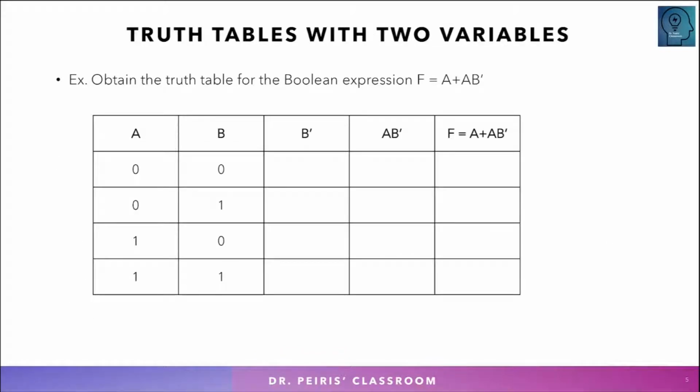Now let's see some examples to learn how to derive the truth tables when the boolean expression is given. This is the first example, and in this example we have only 2 variables. If you look at the given boolean expression, this is A plus AB prime. So only 2 variables, A and B, which means we have only 4 different combinations. So what are the inputs? A and B. These 2 columns represent the inputs A and B.